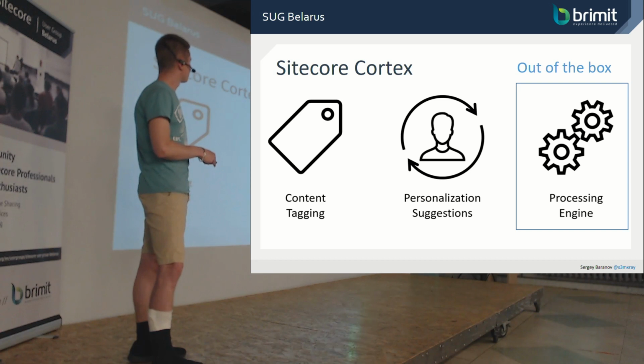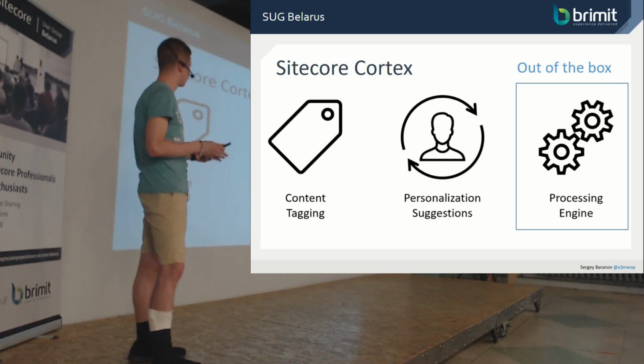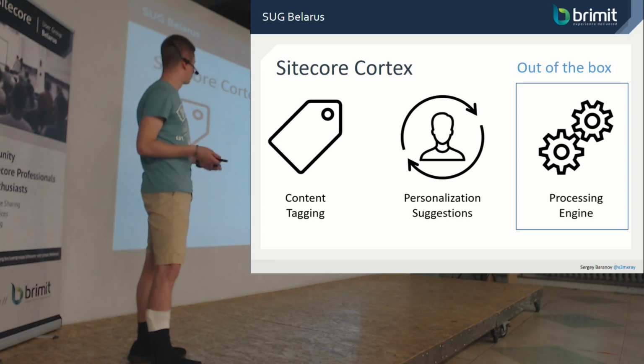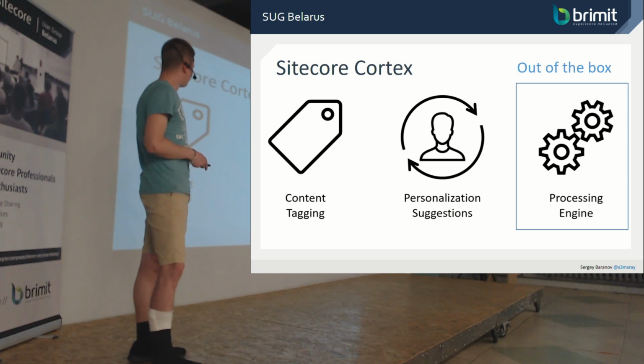The main feature that Sitecore presented in version 9 is a new job named the processing engine. How does it work? The processing engine is responsible for extracting data from xDB, filtering this data, making a model that you need for machine learning, and pushing this model to any ML services. And the main complex feature is personalization suggestion.